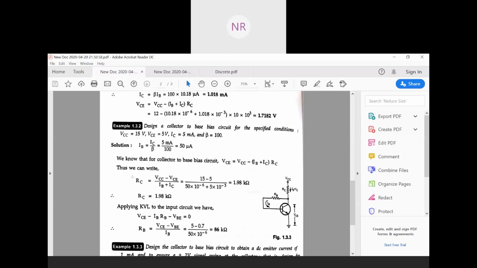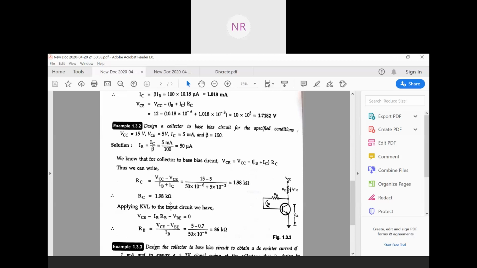Next is calculating RC. How are we going to calculate RC? VCC minus VCE divided by IB plus IC. IB you have calculated, IC is given, but you need to calculate VCE. Again, you know the formula, VCC minus IB plus IC into RC. Substitute there, get the value of VCE. You will be getting it as 5 volt, given directly. You can substitute that, divided by this much, you will be getting 1.98 kilo ohm as RC.